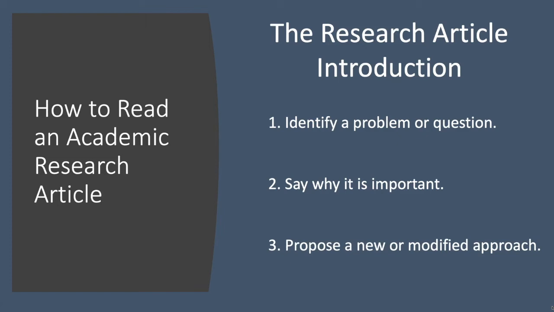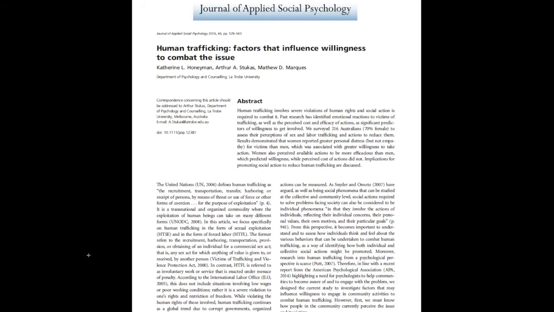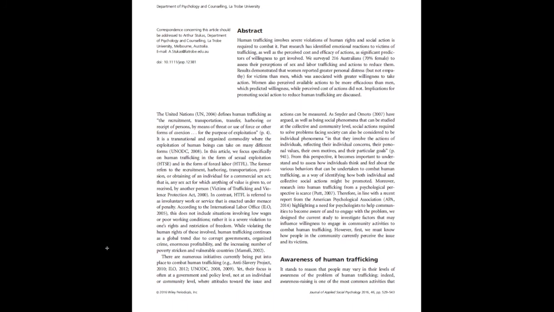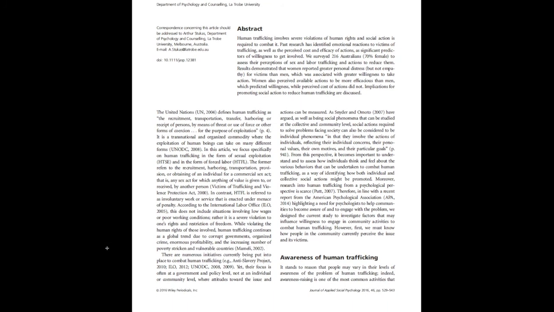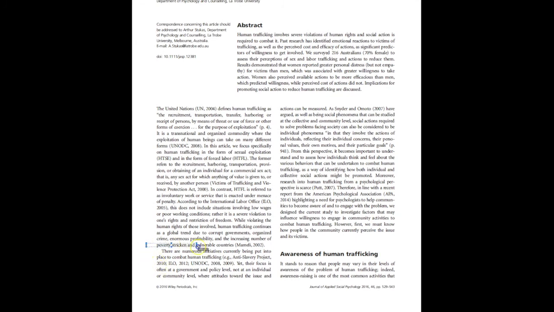Let's look more closely at our example. In this article, you can find all the elements mentioned in the last slide within the first 2 paragraphs. In the first paragraph, the authors define terms and identify the social and humanitarian problems posed by human trafficking. But notice that in the second paragraph, here, they identify the real research problem. In addressing the issue, the authors say, we haven't been focusing on the right thing.